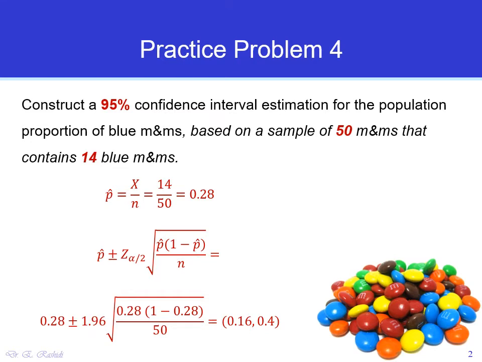You would say we don't really know what the proportion of blue M&Ms in the population of all M&Ms is, but we are 95% confident that it's a value between these two, 0.16 and 0.40. So 16% and 40%. And this is our estimation for the population proportion of blue M&Ms. So we provided a range and also a confidence level.